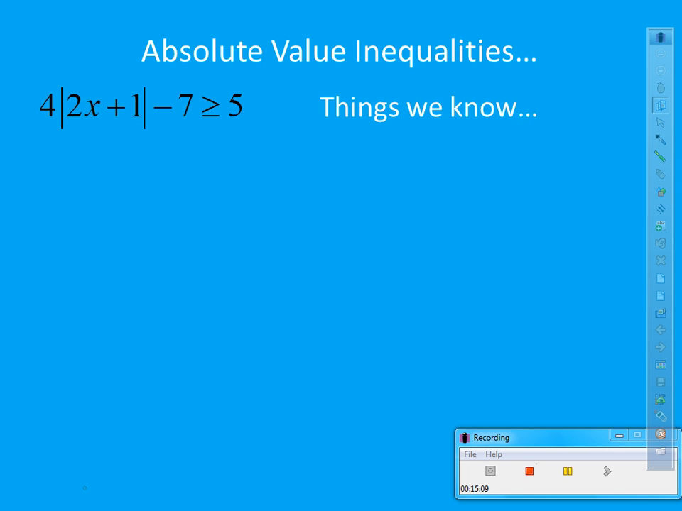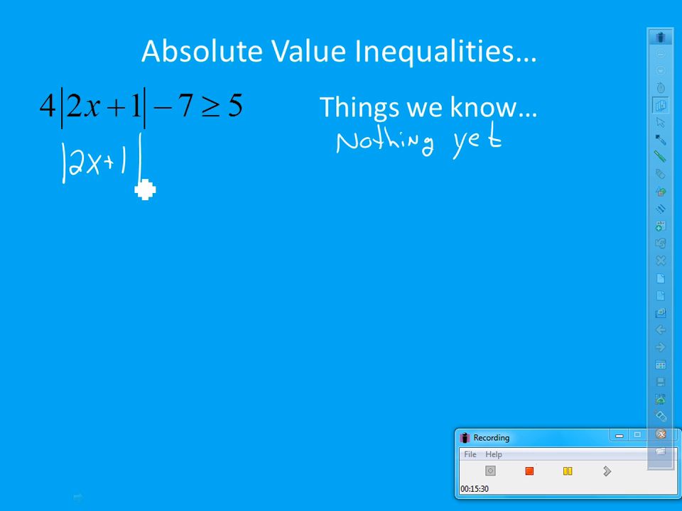I've got 4 times the absolute value of 2x plus 1 minus 7 is greater than or equal to 5. Things that we know, nothing yet. You might know something, but you might not. Here's why I say nothing yet. I need this to look like this. I need the absolute value of 2x plus 1 to be by itself first. Then I start knowing things.